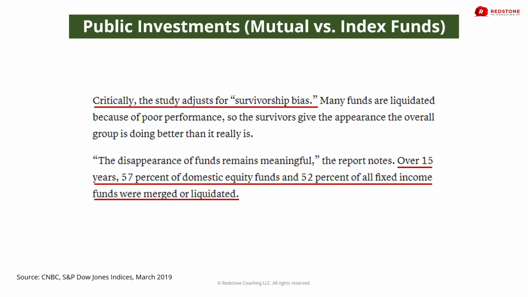Critically, the study adjusts for survivorship bias. Before I keep reading, I want to talk about what survivorship bias is. Survivorship bias means that what you're seeing are only the survivors. They've excluded all of the bad funds from the past. Continuing to read here: many funds are liquidated because of poor performance, so the survivors give the appearance that the overall group is doing better than it really is. The disappearance of funds remains meaningful, the report notes. Over 15 years, 57% of domestic equity funds and 52% of all fixed income funds were merged or liquidated.